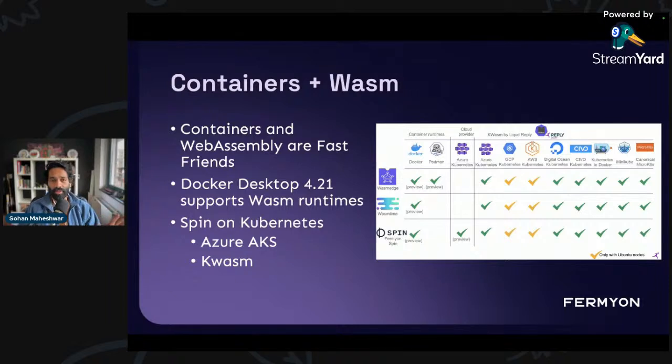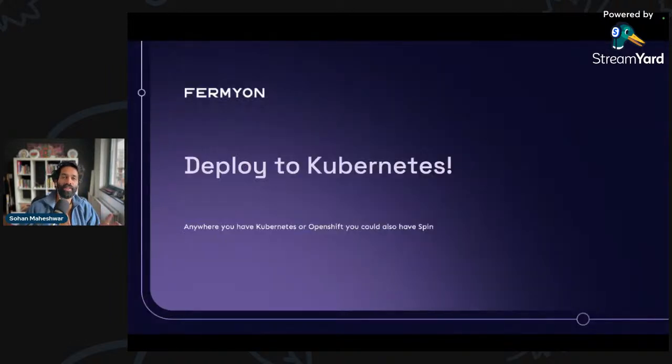Just to give you a lay of the land in terms of containers plus Wasm, think of containers and Wasm as fast friends. Docker Desktop supports Wasm runtime. Spin can be run on Kubernetes, including things like Azure AKS. I think there's some work on Amazon EKS, and also KWasm that's going along. We literally just wrote a blog post and launched an OpenShift integration. So anywhere where you have Kubernetes or OpenShift, you can also run Spin.